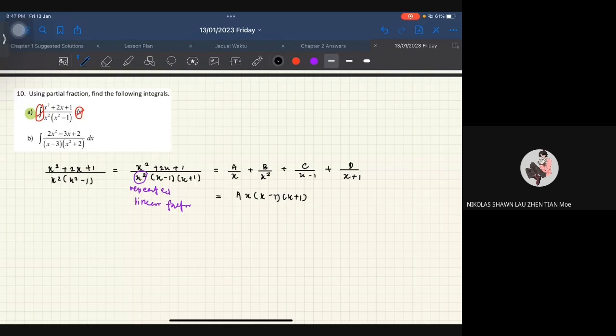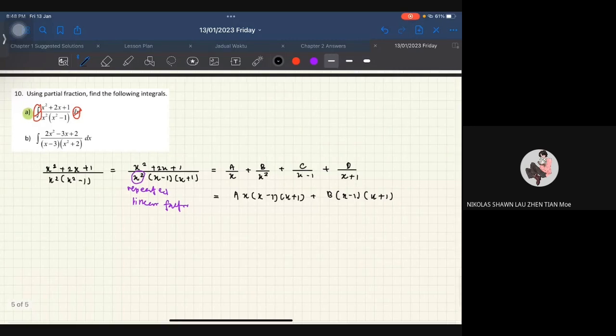Okay, for B, use the same technique. Okay, so tengok dekat bahagian bawah, we have x square. Okay, so x square dah ada, kita tak nak dah. So apa yang tak ada? Yang dua ni tak ada. So kita kena darabkan dengan x minus 1 dengan x plus 1. So B times x minus 1 times with x plus 1. Okay, that is for B.